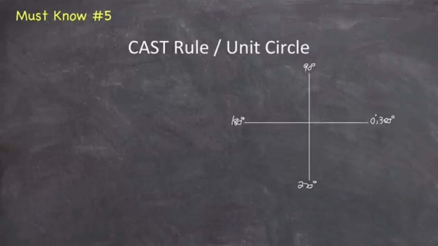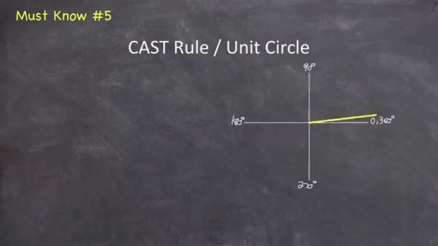The reason why I label them like that is because when we think of angles now, we're not going to think of them as angles in a triangle, but we're going to think of an initial arm, which starts on the positive x-axis, and then rotates some angle counterclockwise in a circle away from that positive x-axis.